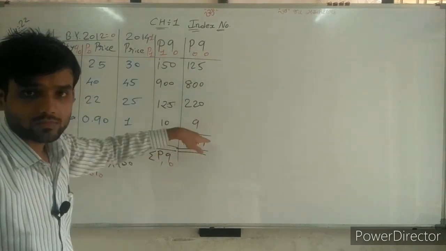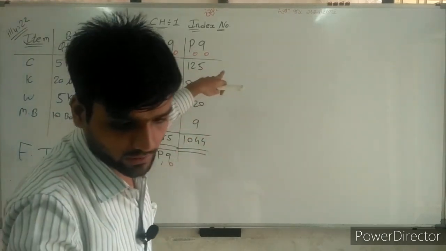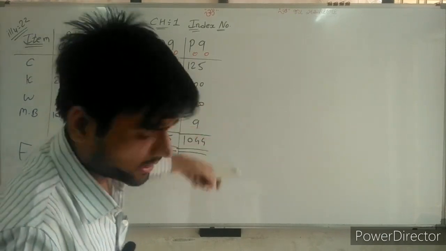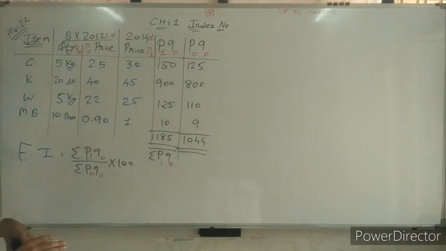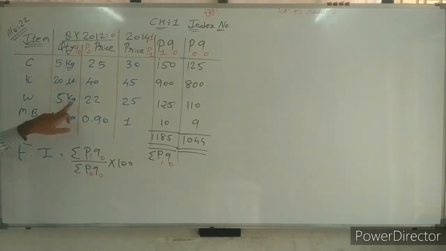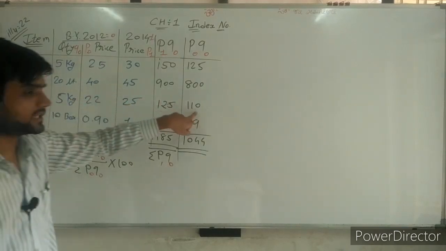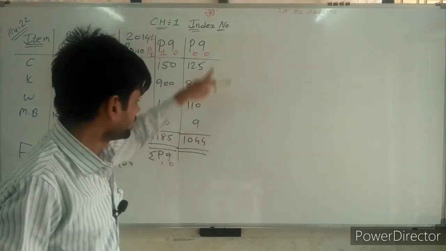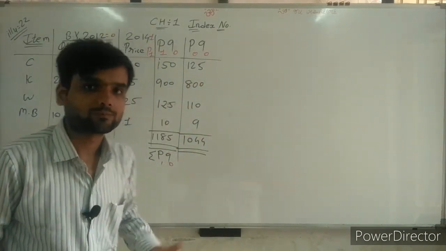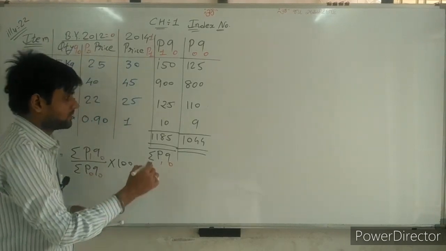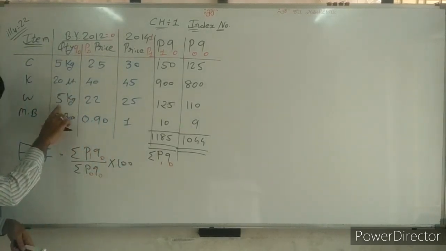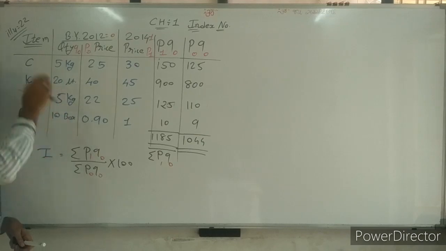Same way P0 Q0 also 125, 800, okay, but here 110 is there. Why? Because here 5 is given. So 22 into 5, 110, and then 9. Total of this is 1044. That is given in the text. Don't worry. Because here 5 kg is given and I have written that 10.